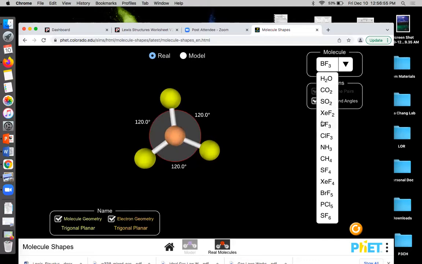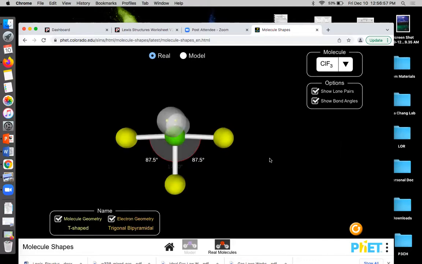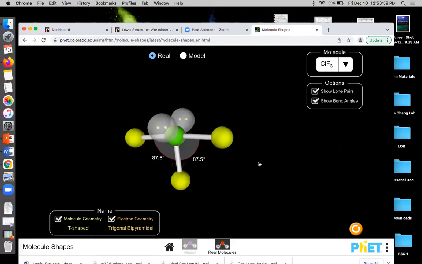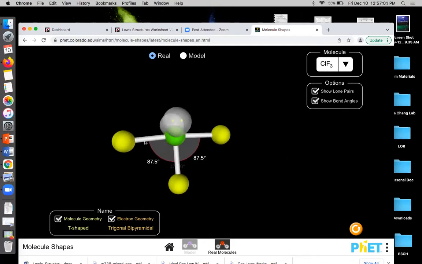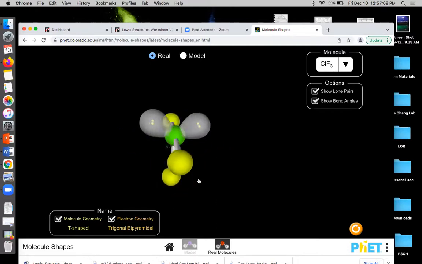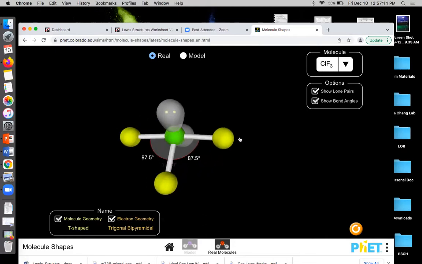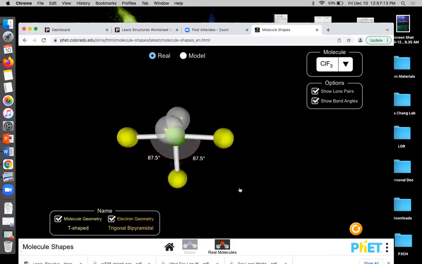And so hopefully this kind of helps you. So this is ClF3. This is the T shape. So notice how in the T shaped, it's less than 90 degrees. And specifically it's 87.5. We can see the 2 lone pairs that are sticking out. So this is the general shape of the T-shaped.